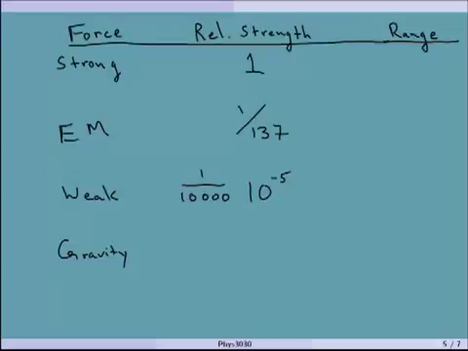10,000? Let's see. 1, 2, 3. 1, 2, 3, 4. Nope. 100,000. So 1 over 100,000. That's the strength of the weak interaction.